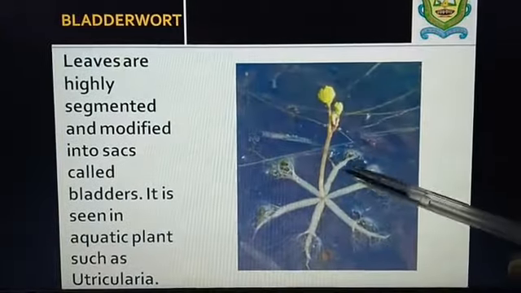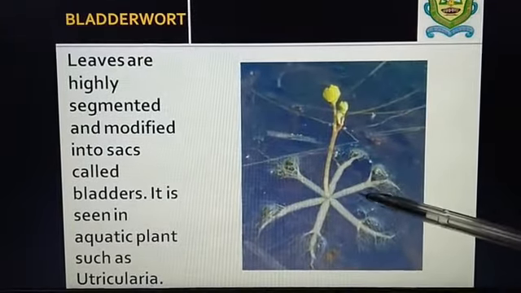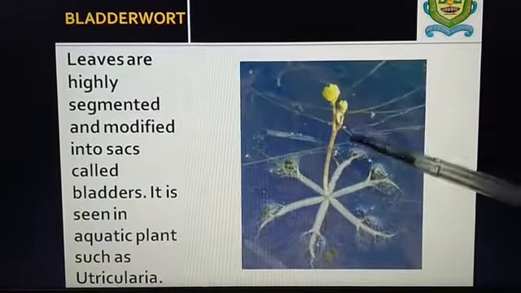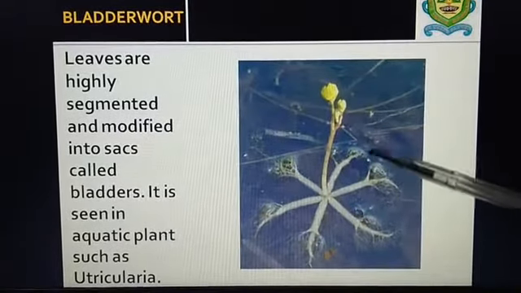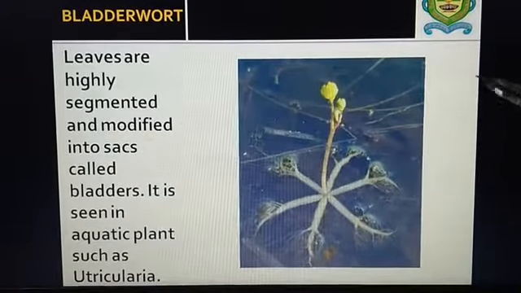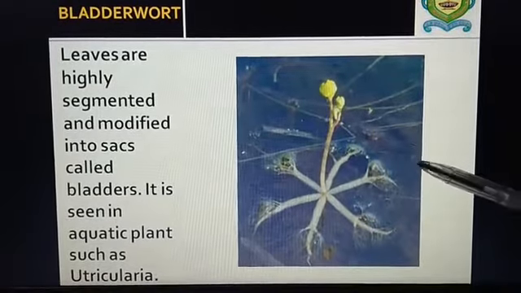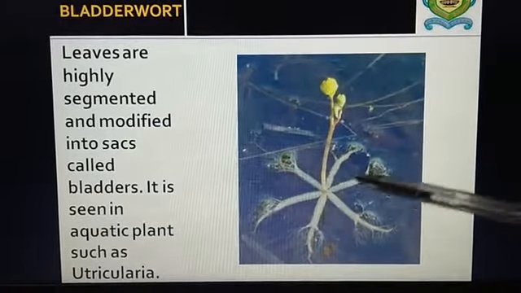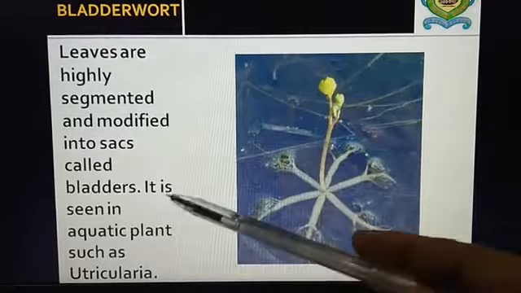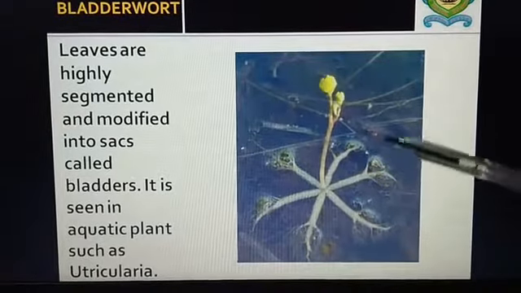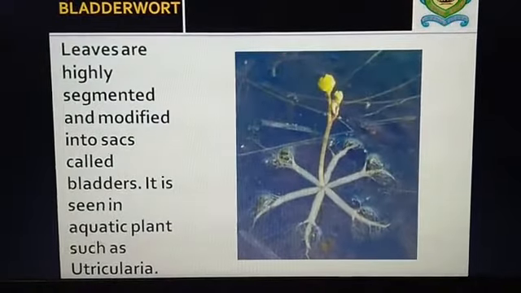Bladderwort. Leaves are highly segmented and modified into sacs called bladders. The bladder has a trap door in which minute organisms can only go in but cannot come out. It is seen in aquatic plants such as Utricularia.